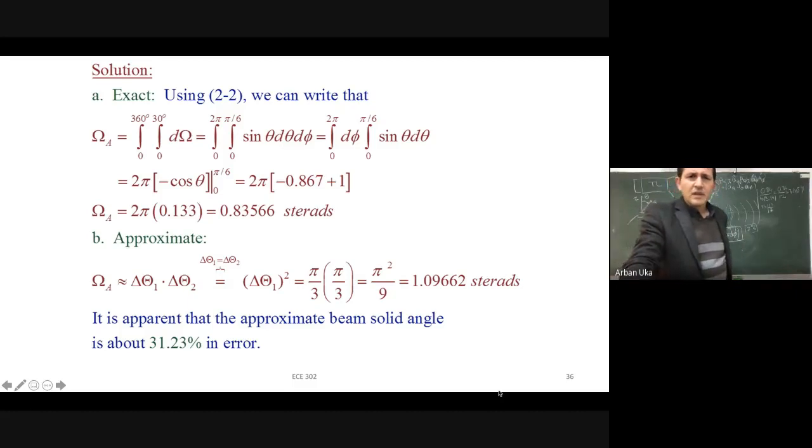Now this is if we integrate, which means that in the first case we find the exact value, which is 0.83566 steradians, or we can use an approximate method. In order to calculate this, rather than doing the integration, we can also use discrete steps. For that, if we calculate it, we find a value which is one steradian. And this is delta theta 1 times delta theta 2.